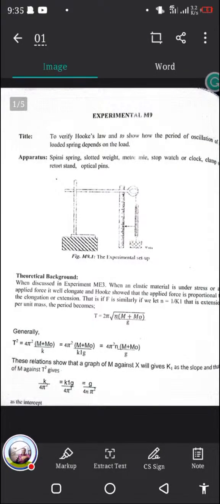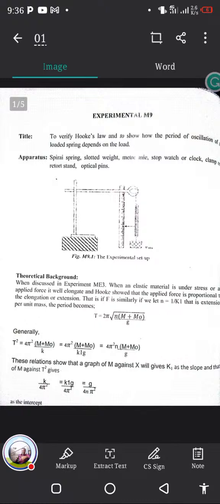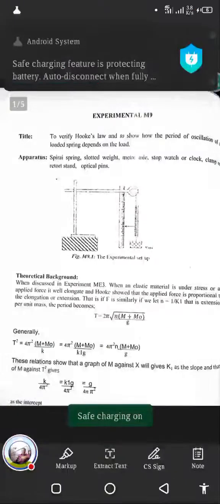Okay, sorry for that. The setup is very clear, and the apparatus we have there, you can see the spiral spring and slotted weights. That is the weights that will be given to you from 50 up to 350. Then the meter, and the stopwatch, which is used for your timing, or stop clock, the clamp, retort stand, and then the optical pin that will be used to denote your length measure, your extension and the rest of them.